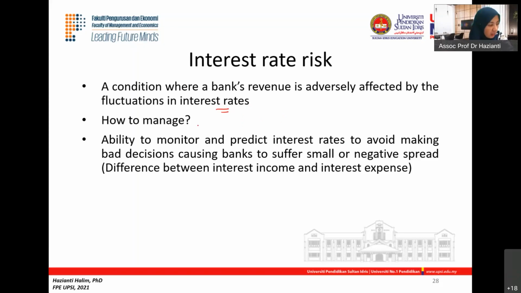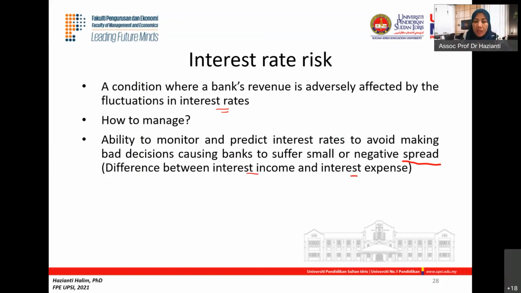So how to manage this interest rate risk? What banks have to do is monitor and predict interest rates to avoid making bad decisions, because it will cause them to suffer small or negative spread. Later, when we do bank performance, we will learn about this spread. Spread is the difference between interest income and interest expense. That is why by now, I think you all have access to the statement of financial position of banks. So you can see the big difference between their asset and liability.